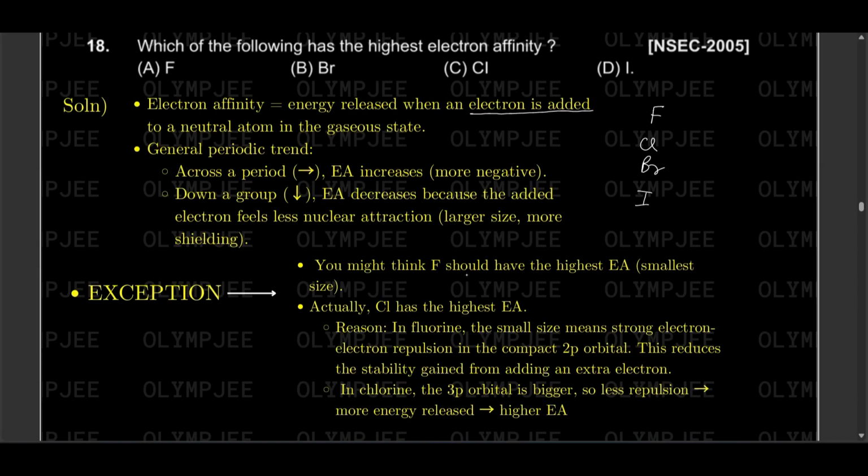So we might think that F should have the highest electron affinity, but chlorine has the highest electron affinity, because in fluorine the size is very small. So there are repulsions between the 2p electrons that it has. So the electron that is getting added will also face repulsion. So the stability is decreased. But in chlorine, the 3p orbital is bigger. So there is more space to accommodate the electron that is getting added. So there would be less repulsion, and the compound would be more stable, and higher energy will be released. So it will have more negative electron affinity. So the correct option is option C.